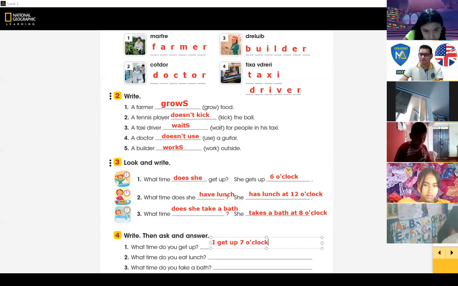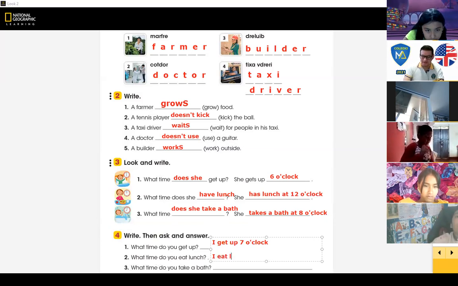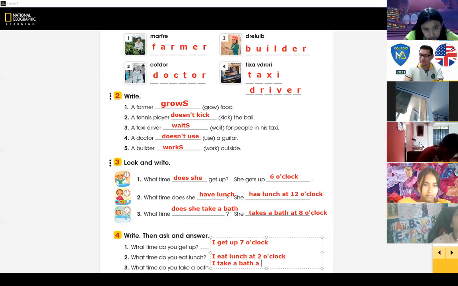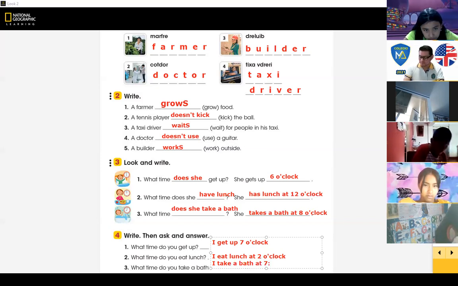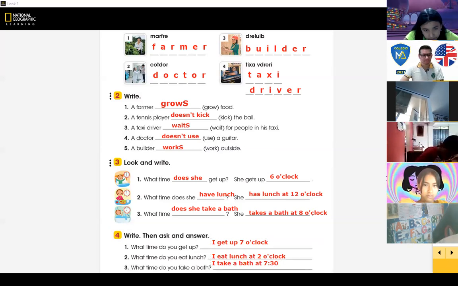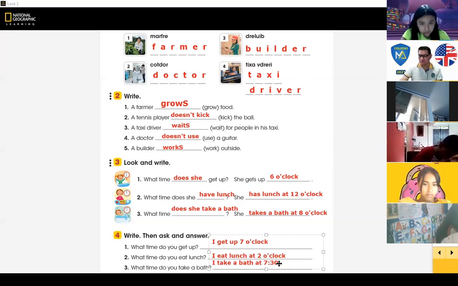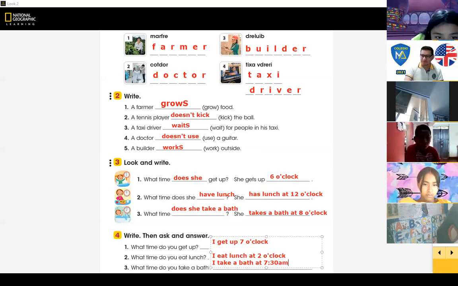What time do you eat lunch? ¿A qué hora almuerzas? You can say, I eat lunch at 2 o'clock. Then, what time do you take a bath? You can say, I take a bath, for example, at 7:30. Okay, and that's it. Those are some answers. Okay, I'm gonna write here. This is just a model.